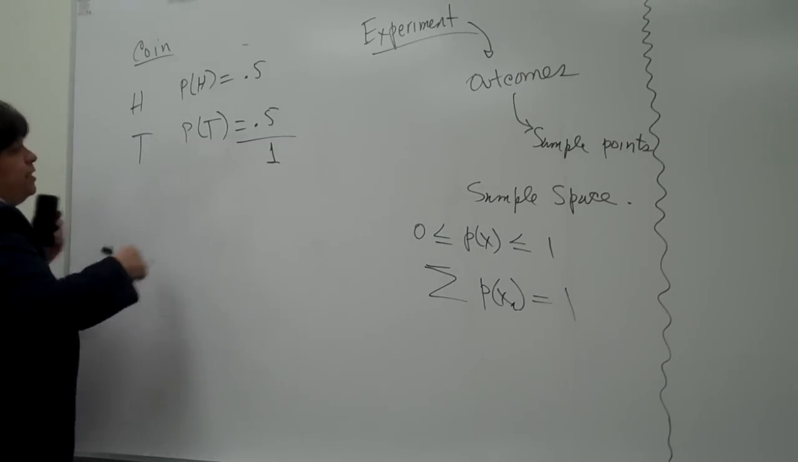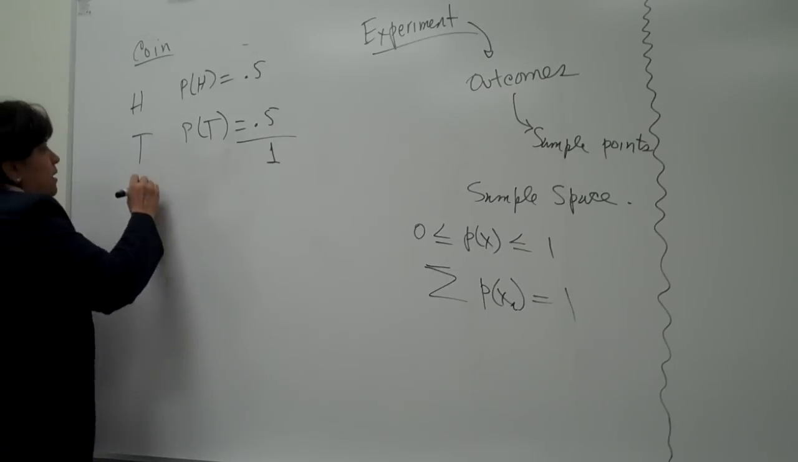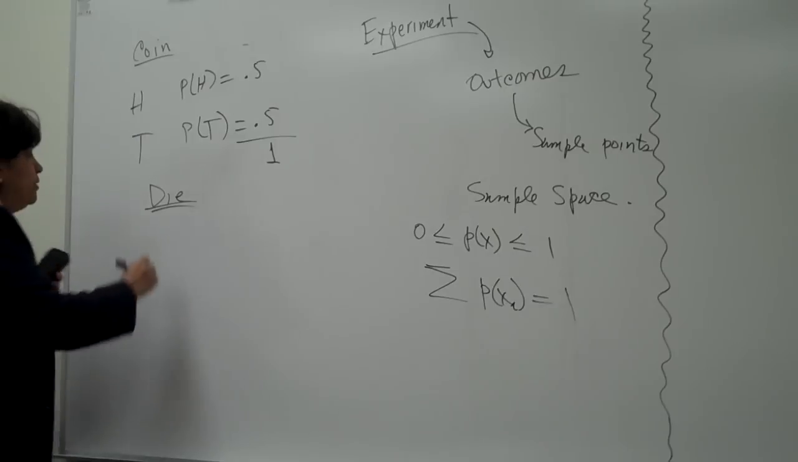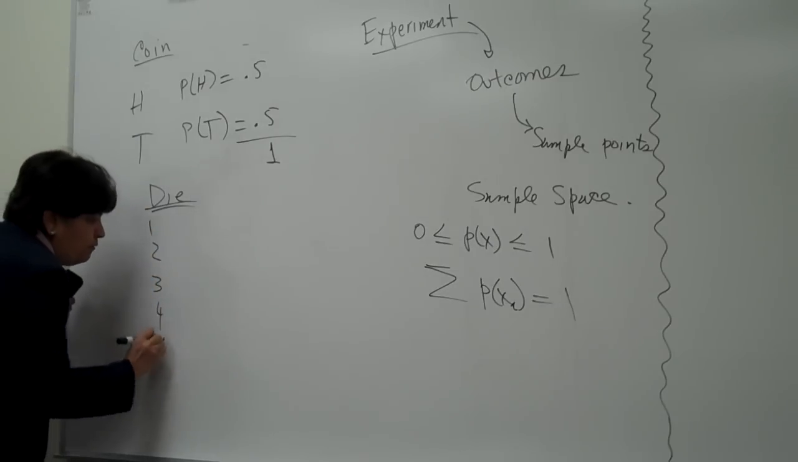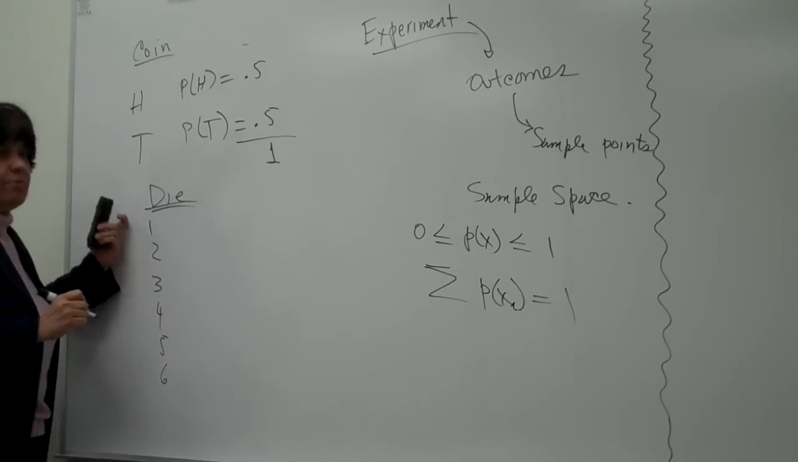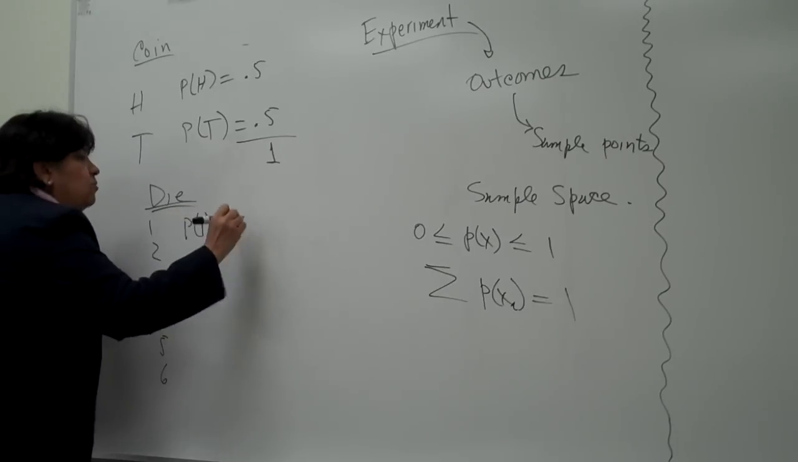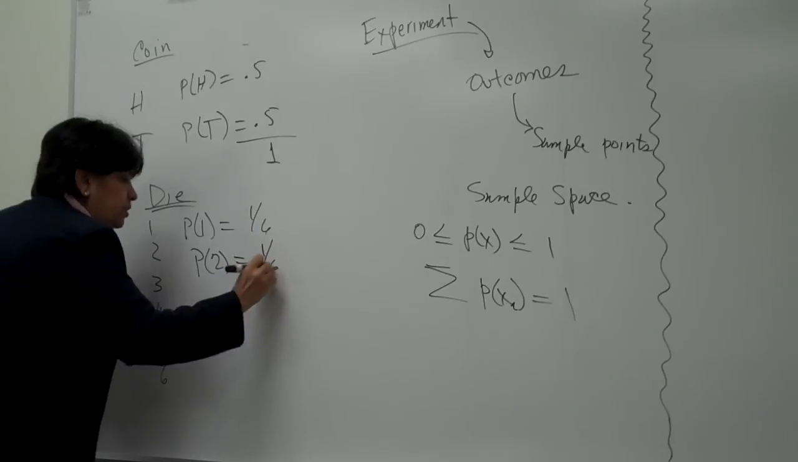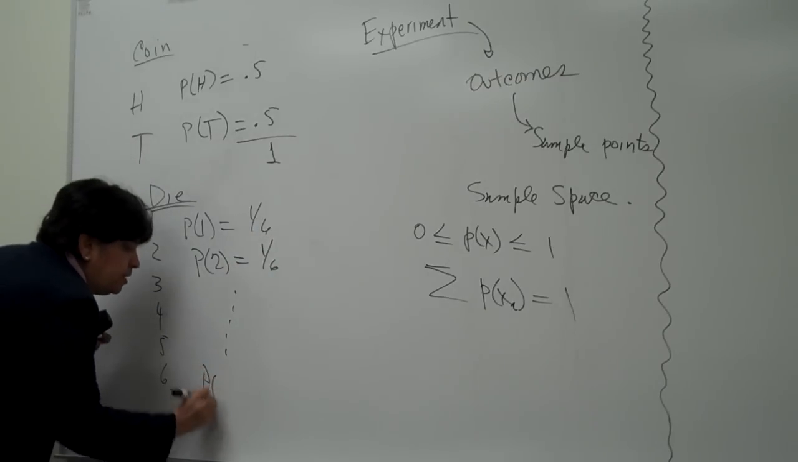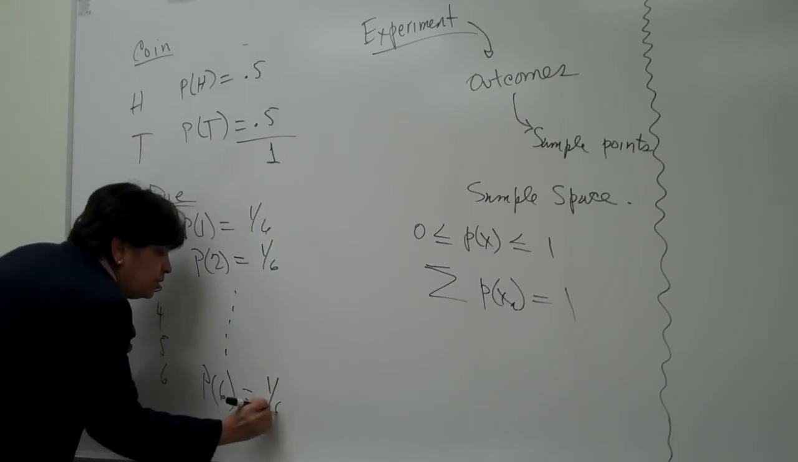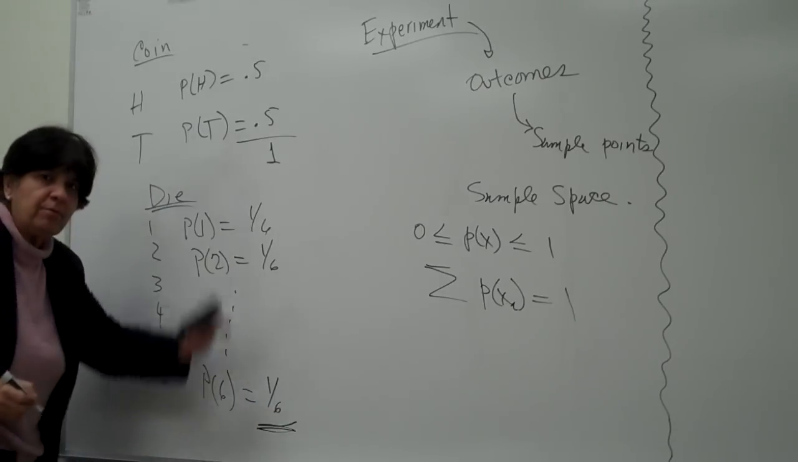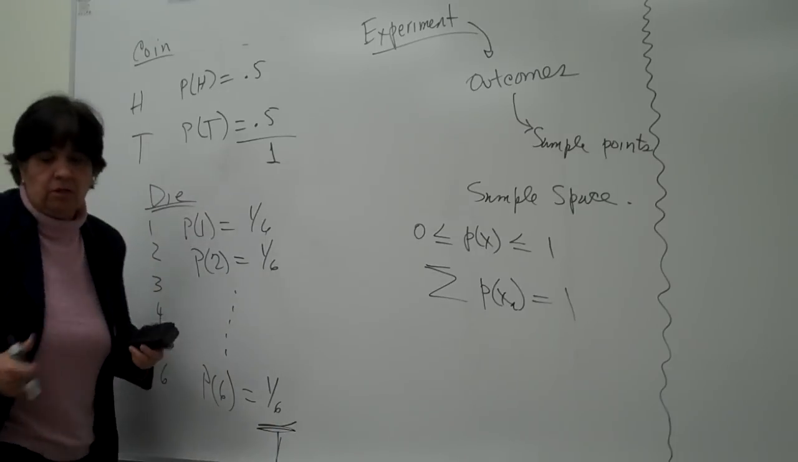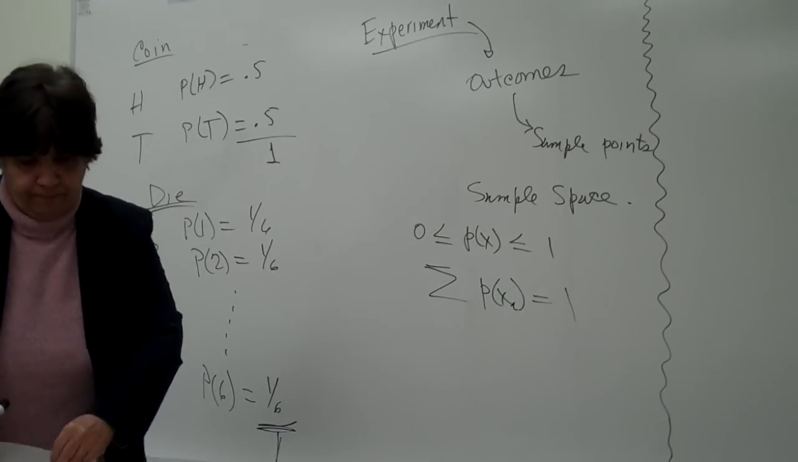Another example is rolling a die. Okay? What are the possible sample points? 1, 2, 3, 4, 5, and 6. The probability of 1 is equal to 1 over 6. The probability of 2 is equal to 1 over 6, and so on. The probability of 6 is equal to 1 over 6, and if I add all these probabilities of all the possible sample points, that has to be equal to 1. Okay?